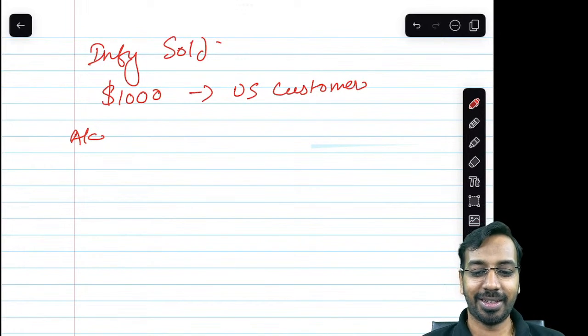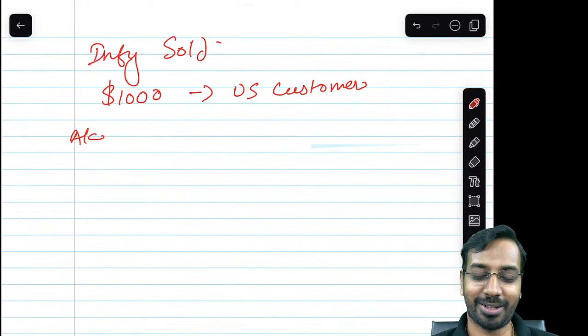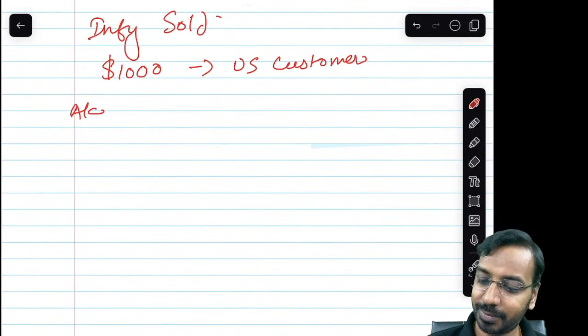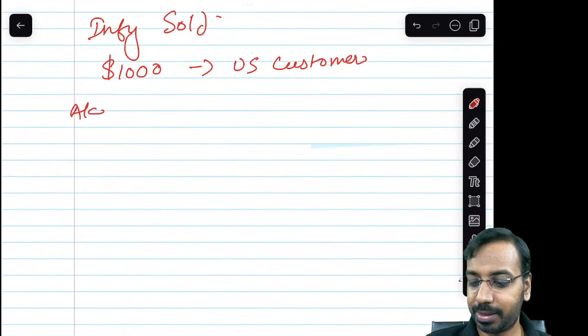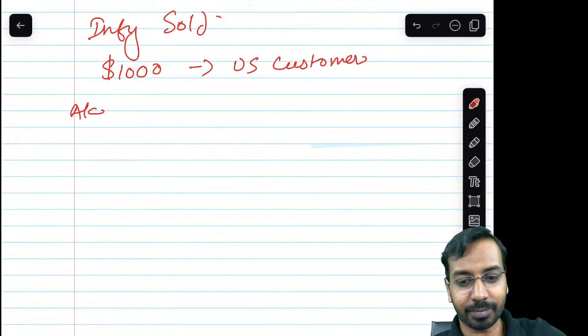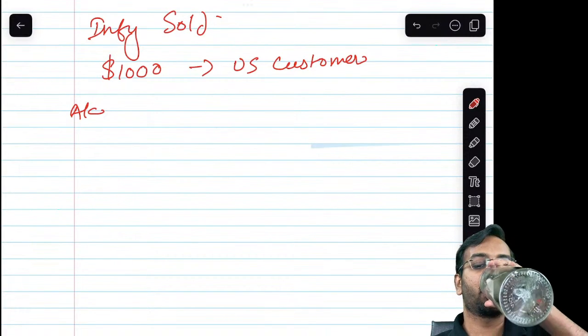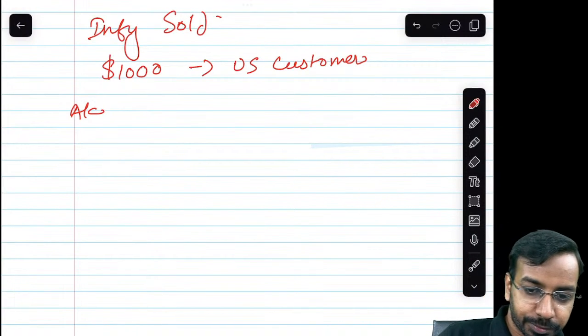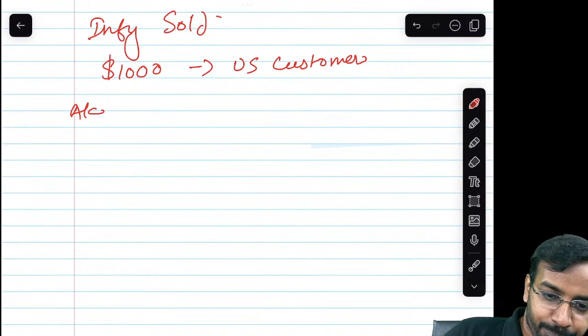Journal entry? Sir, we don't have journal entry. We only post it in subsidiary or sale book. So we don't have journal entry. Come on. Cash to sales, okay.